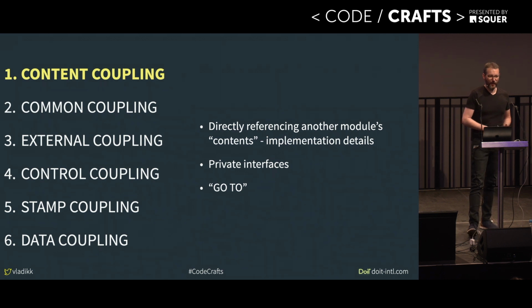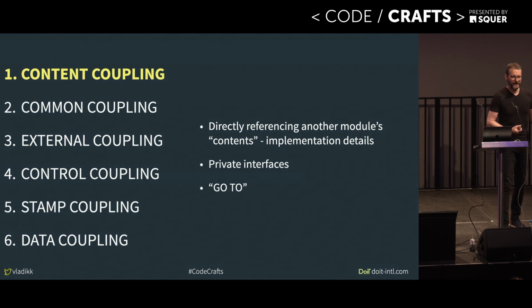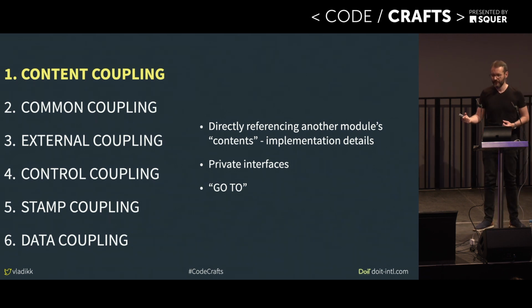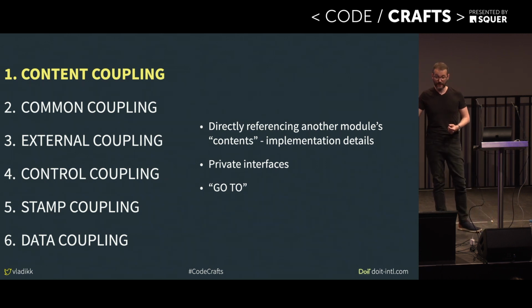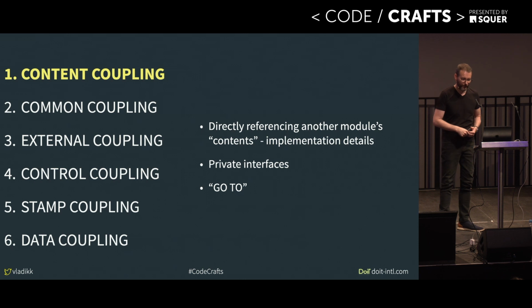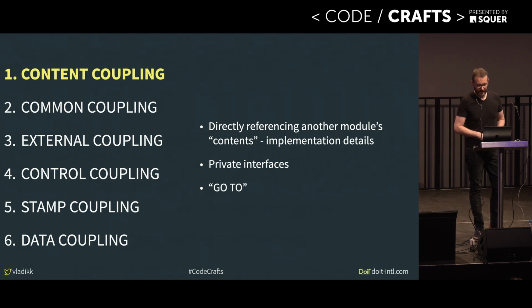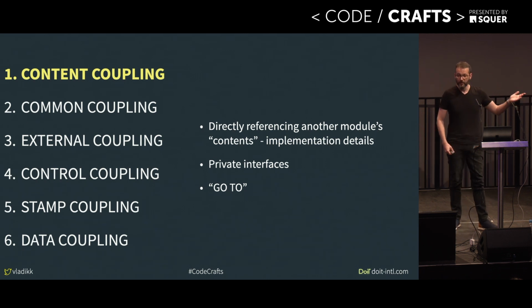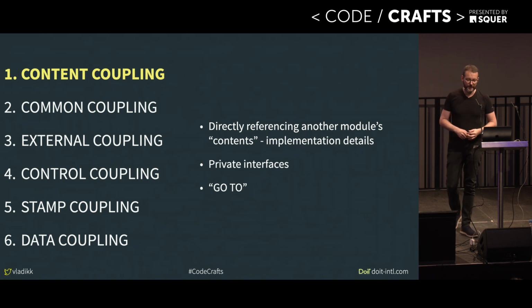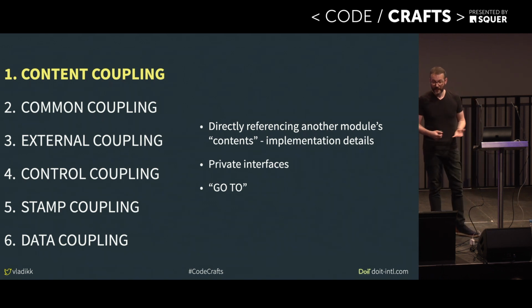First one is content coupling. And here we have 2 components, and one of them directly references the implementation details of another one. In other words, somebody is using private interfaces, something that was not intended for integration in order to communicate with another module. Back in those days, the classical example would be a go-to statement, where you know exactly what happens on line number something in another module, and if that changes, then your code won't work anymore. Luckily, we're not doing such death-defying stunts anymore, but we have our ways.